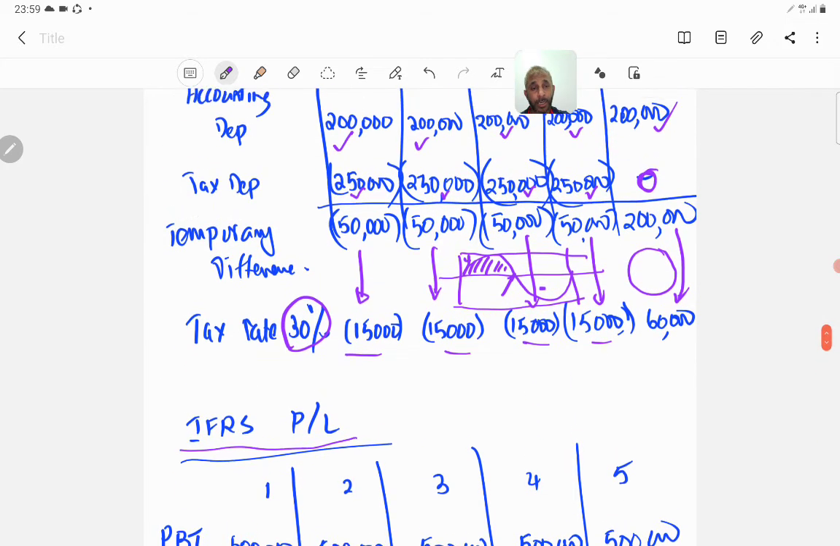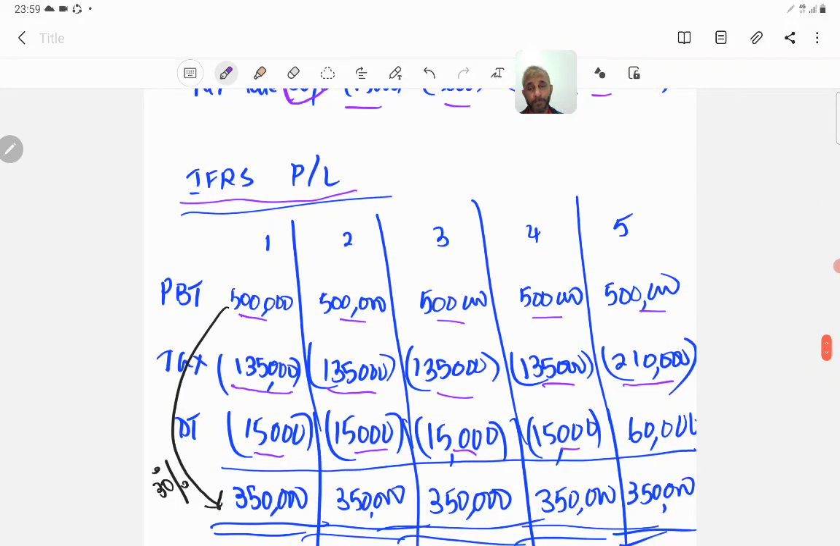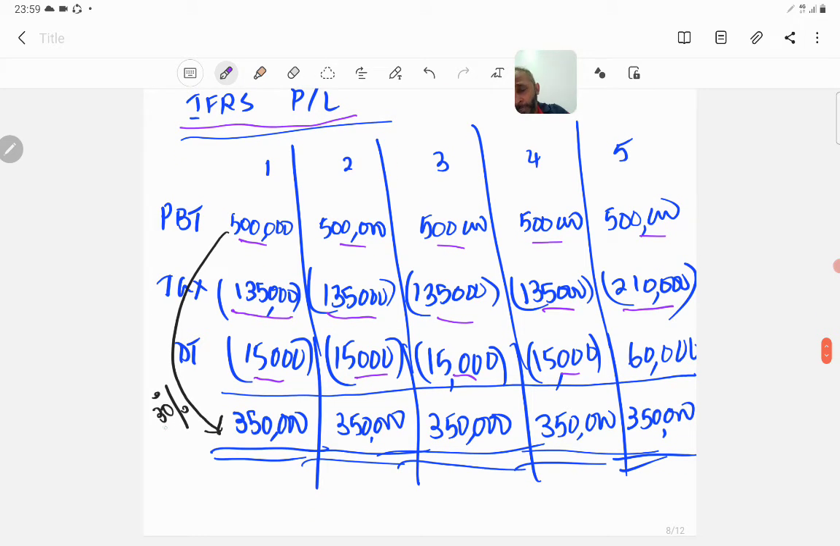But at the last year, 60,000, but it's a plus. Now let's calculate the profit after tax. You see, 500,000 minus 135 minus 15, it will give me 350. In year 1, 350, year 2, 350, year 3 also 350, year 4 also 350.